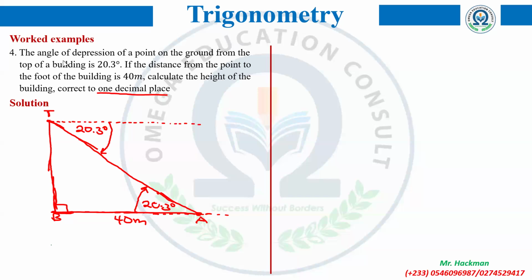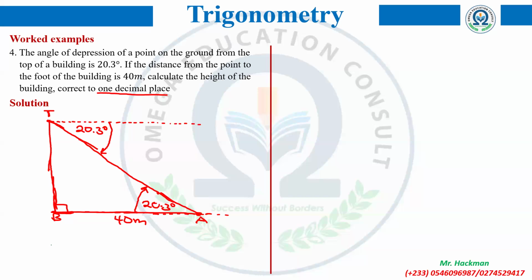So here we are told about the angle of depression of a point on the ground from the top of the tree. So it means I'm at the top of a tree and I'm sighting an object down. Once an angle of depression is mentioned, it means the object that you are sighting is down, and you are up. Is that clear?